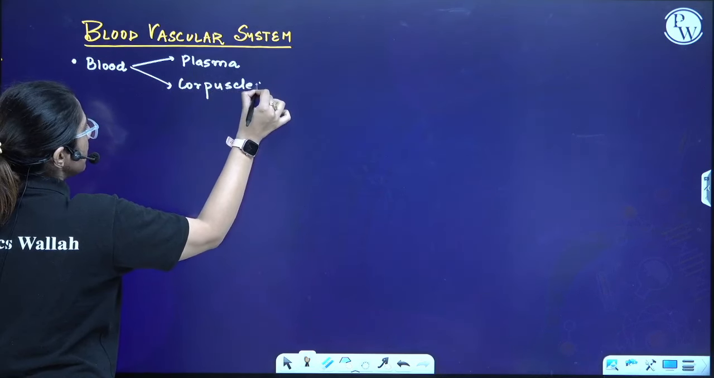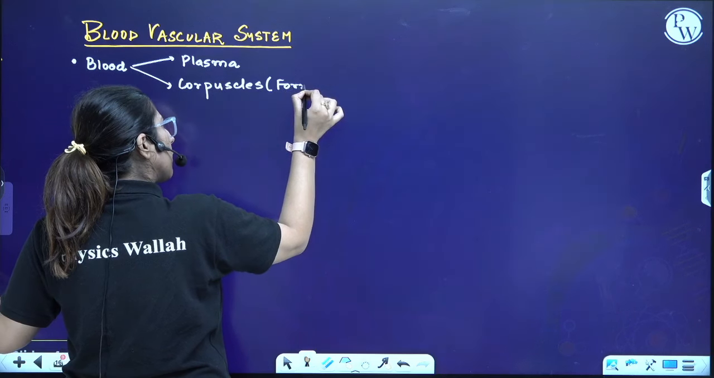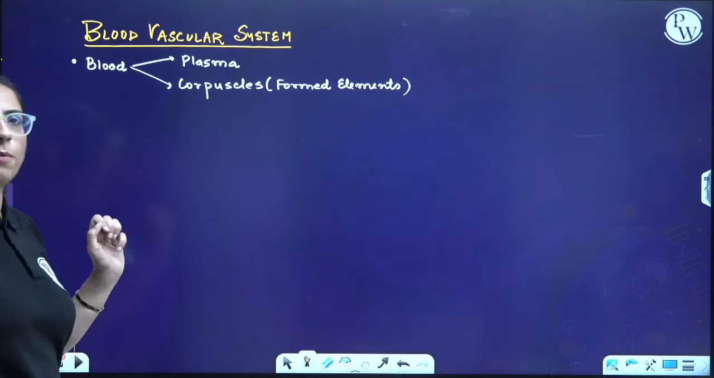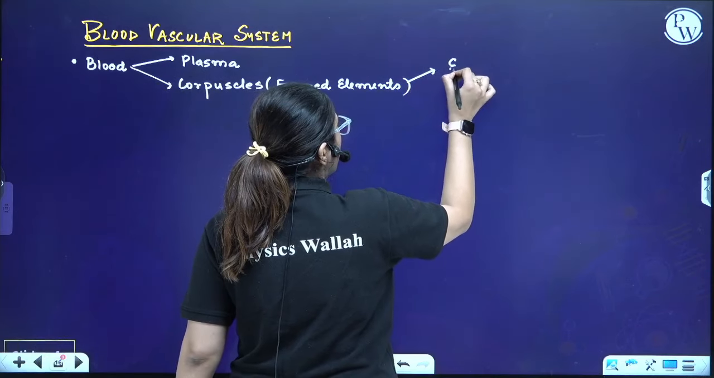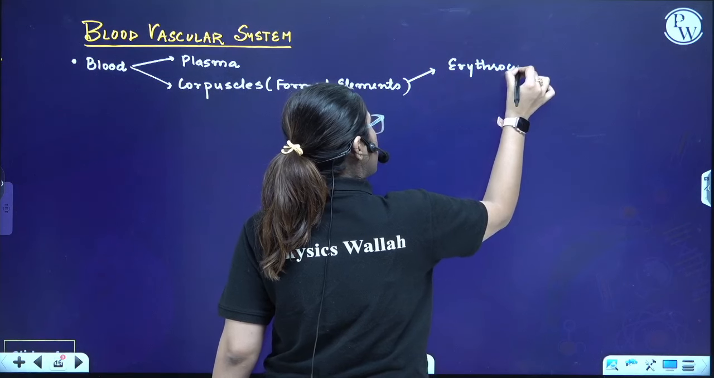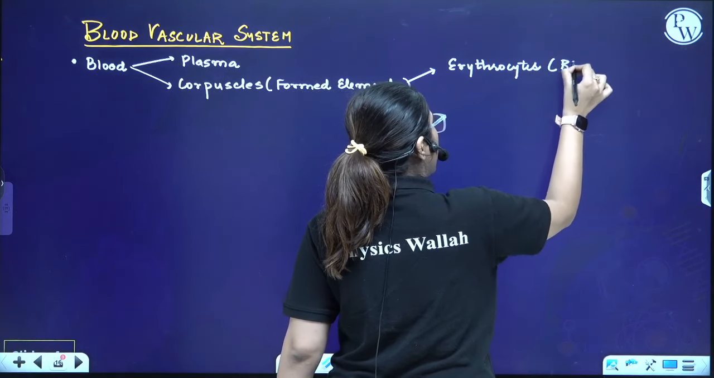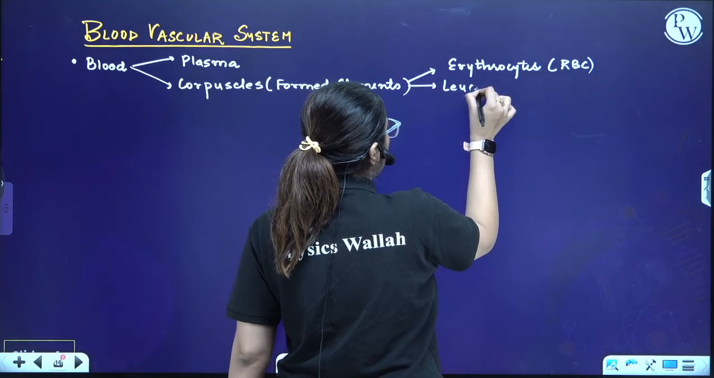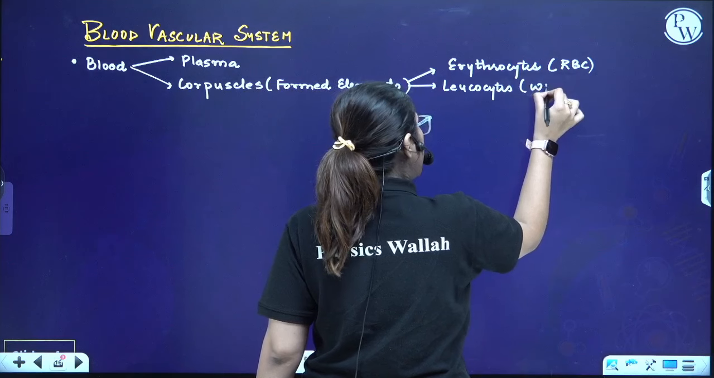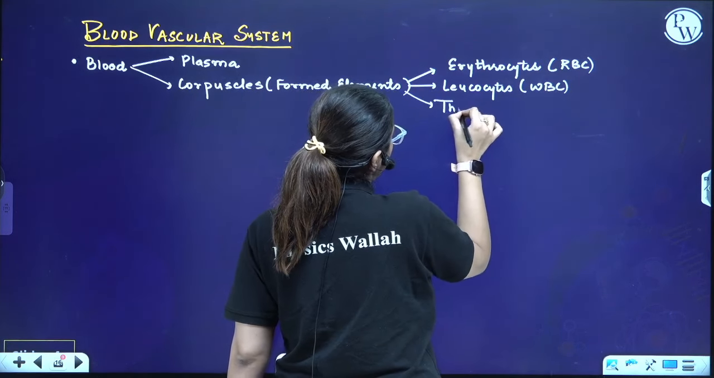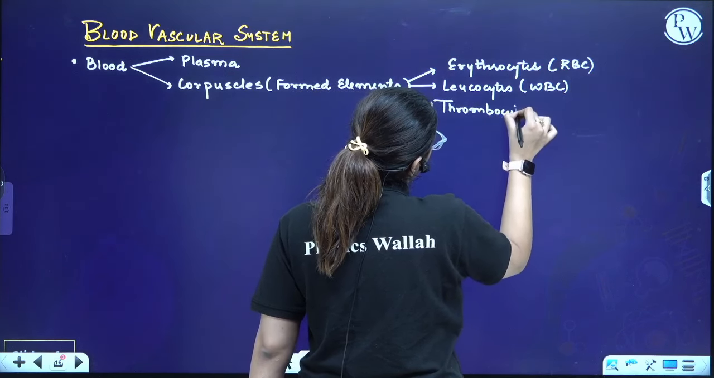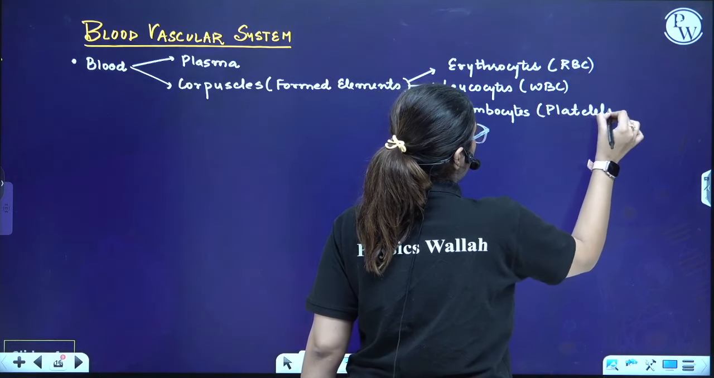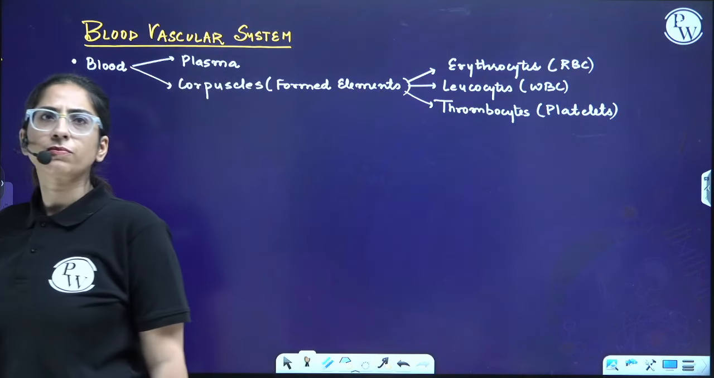What is the another name of corpuscles? Another name of corpuscles is the formed elements. Here, the formed elements include what? This includes your erythrocytes. Similarly, here also, erythrocytes are present. Another name is the red blood cells. Clear? The next one is the leukocyte, that is the WBC. Third one is the thrombocytes, that is the platelets. Done? Can we proceed further?